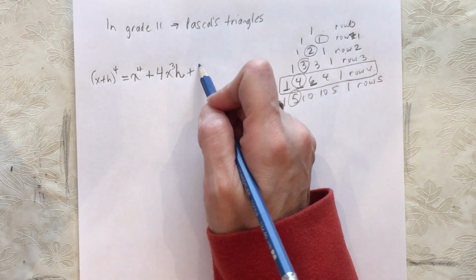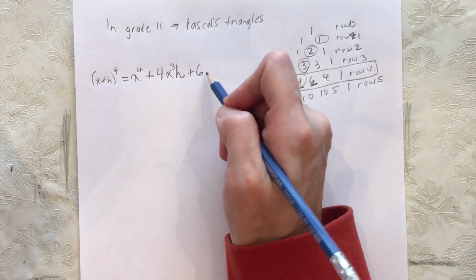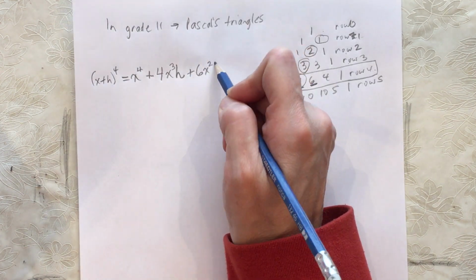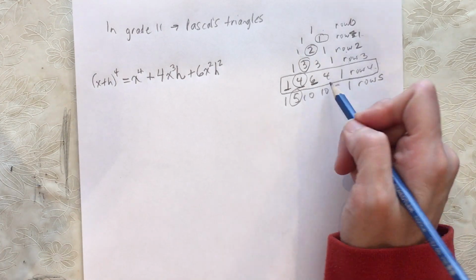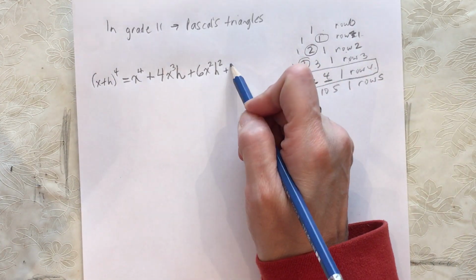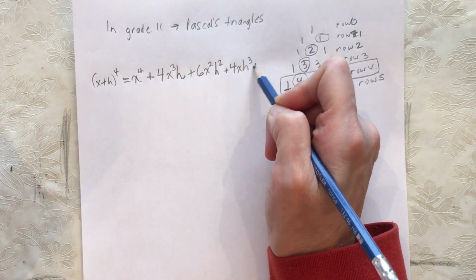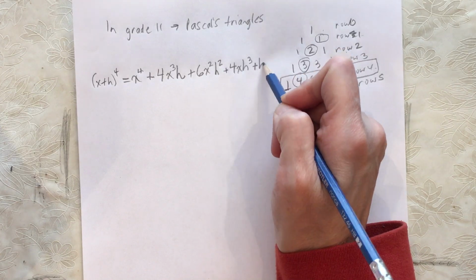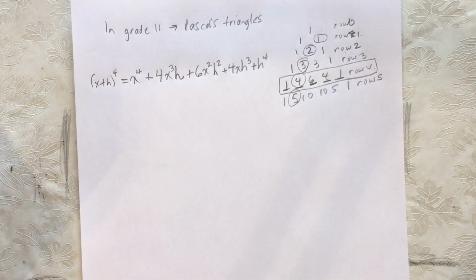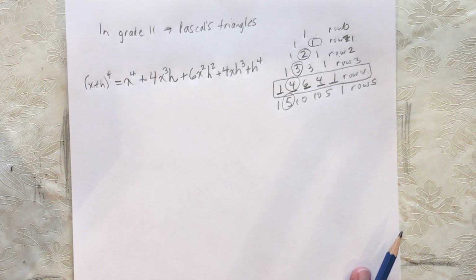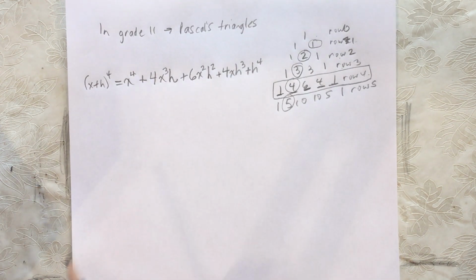Then we use the next number in Pascal's triangle. The exponent on x reduces by 1, the exponent on h increases by 1. Next, so it would be 4x to the 1, h cubed, and finally a 1 h to the fourth. So that's how we could expand it out without using FOIL 3 times, which would be a lot more labor intensive. So that's why we use Pascal's triangle, so that now we can do the proof of the power rule.